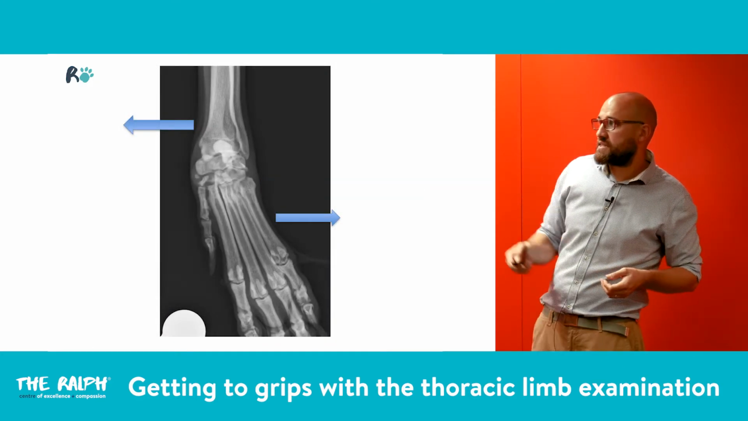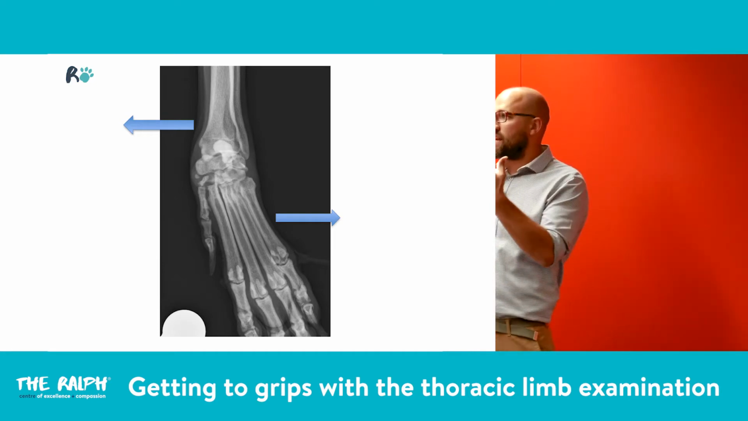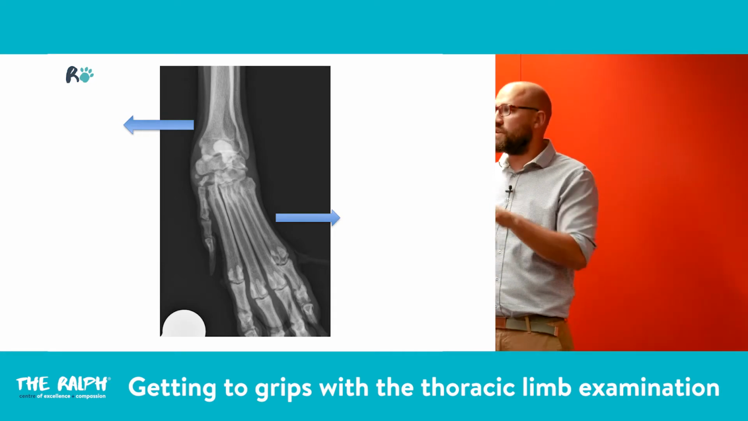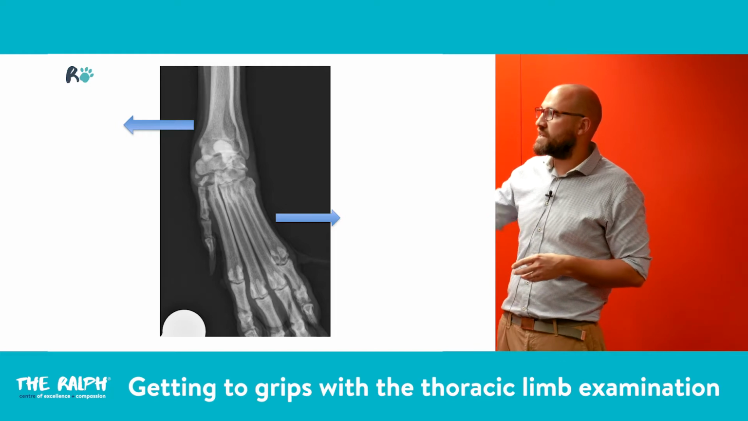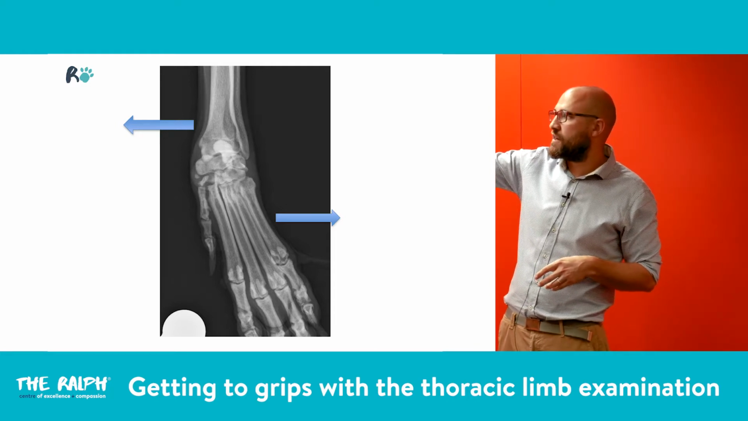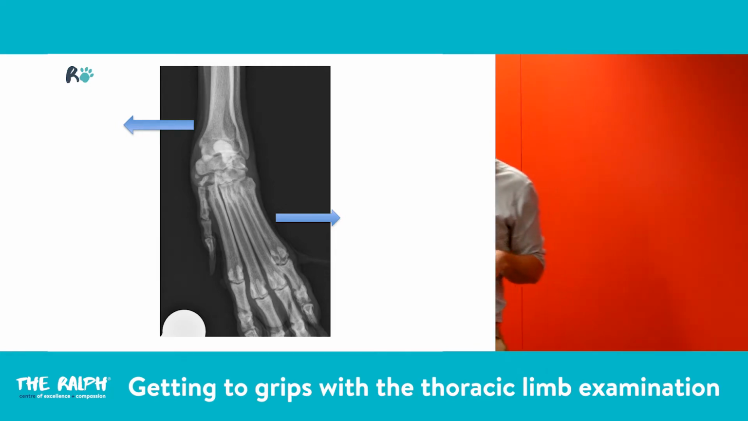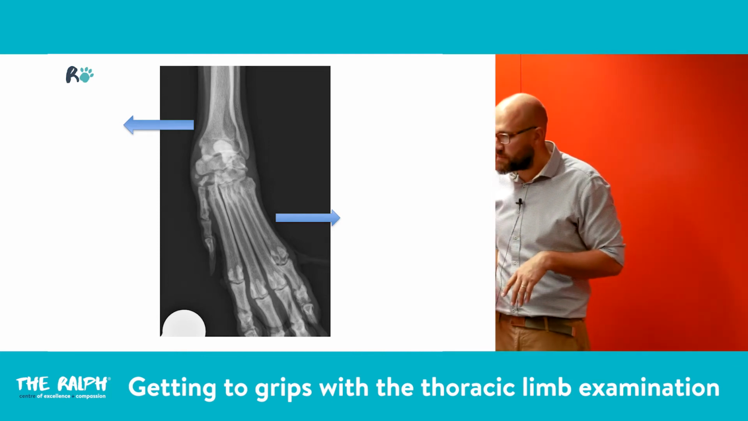And this one is still the same case, where pretty much it had instability on two different planes. So it was medial in this case, and then it was also a palmar instability.